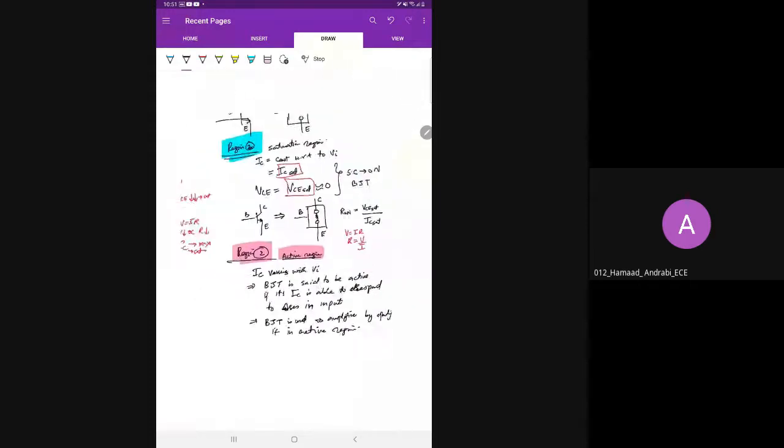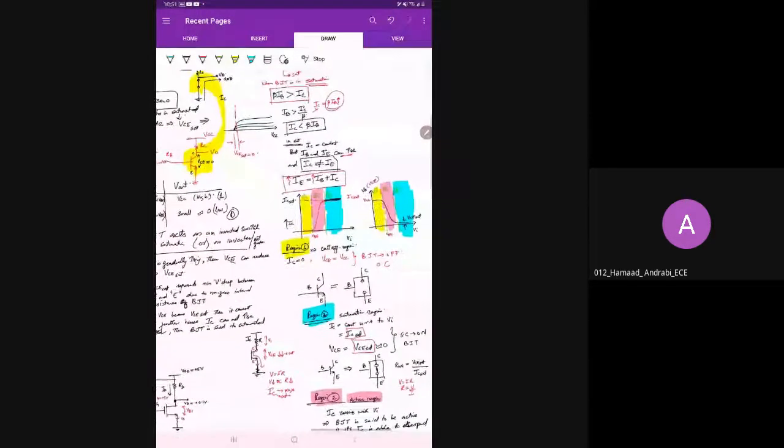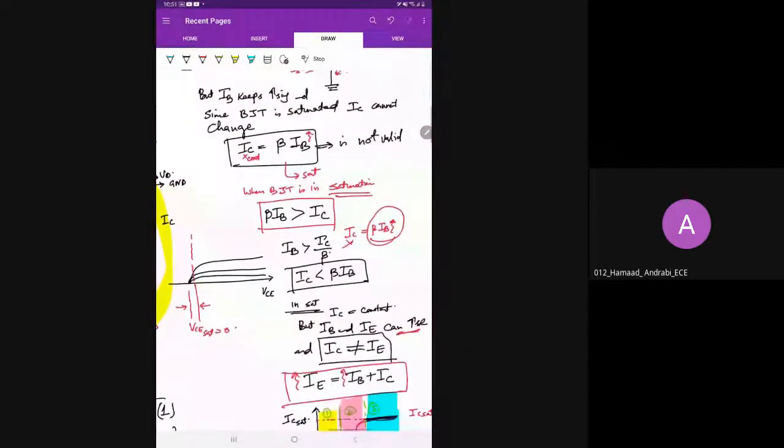Okay. Now see, we had a discussion that beta times IB equal to IC is no more valid here. But there is a question then, a golden question: what is the beta? What is the current gain in saturation? What is the beta in the saturation region?